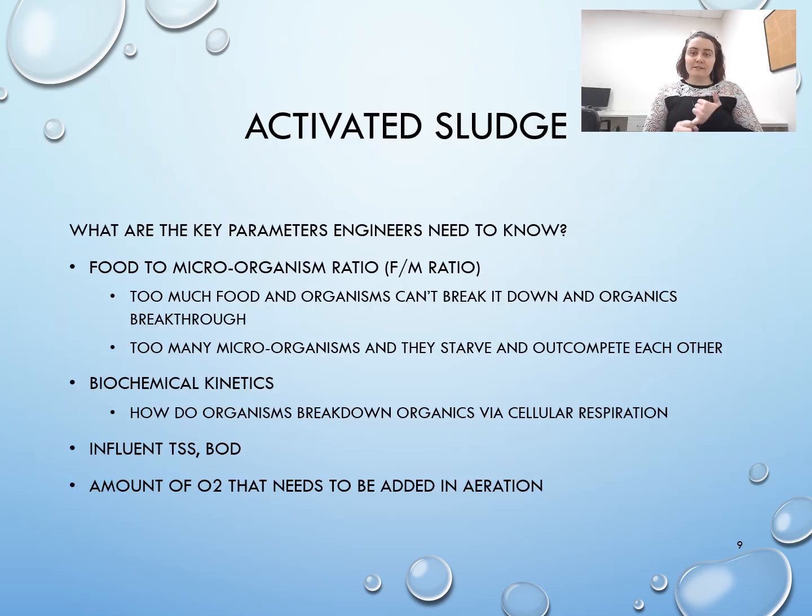So some key parameters that you're going to need to know that we're going to discuss in class. You need to know what's called the food to microorganism ratio, or the F/M ratio. And basically what this means is that if we have too much food or too much substrate in the system, the organisms can't break it down. You've basically given them too much food and they don't know what to do with it. And what will happen is the organics will break through the system.